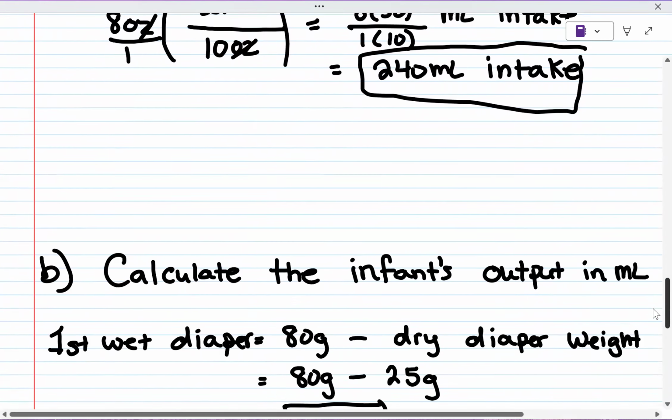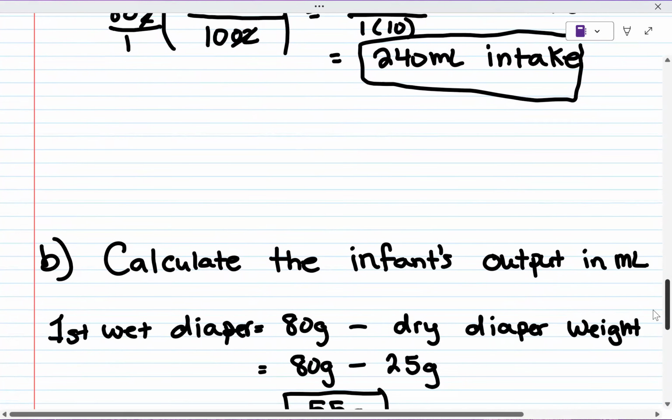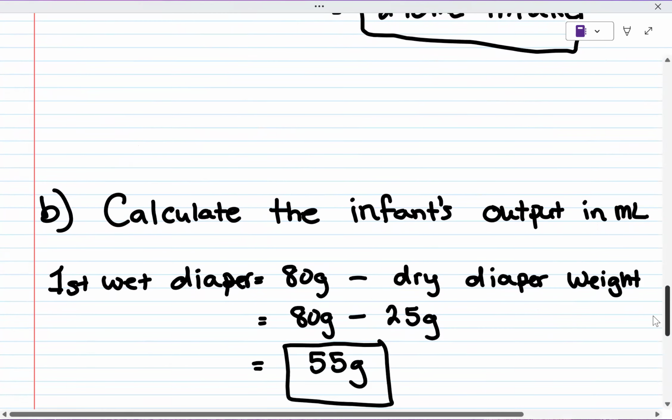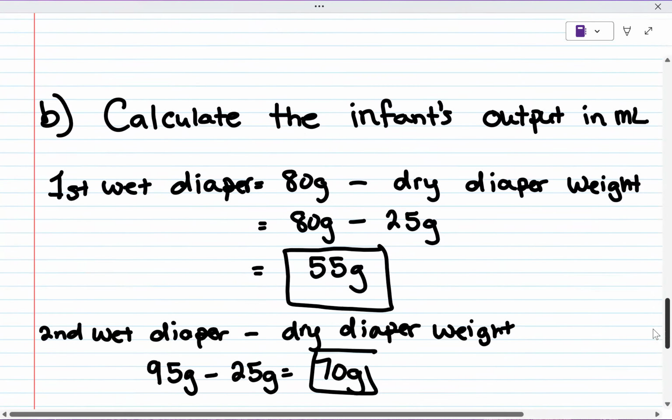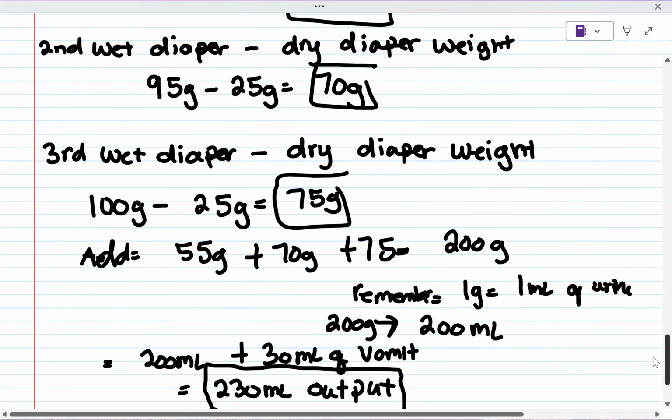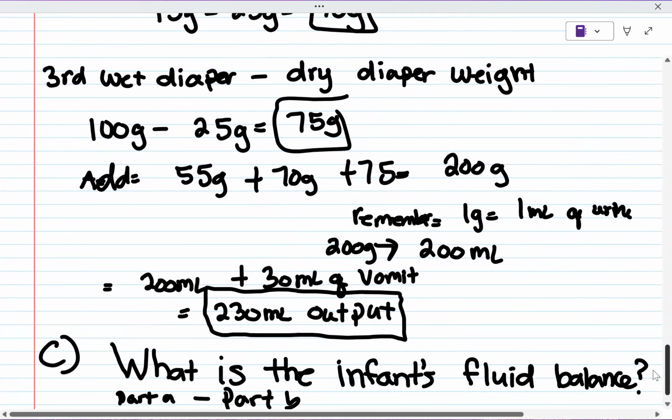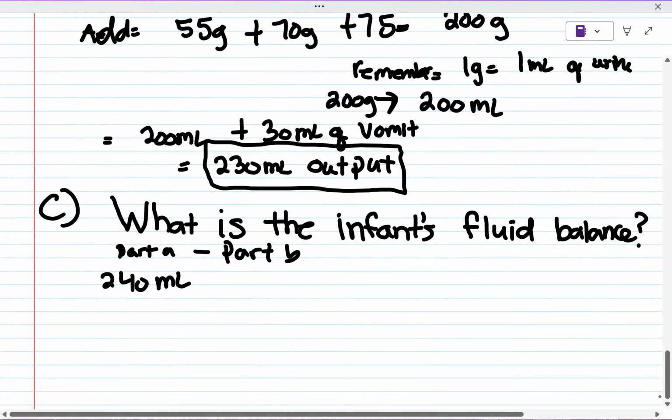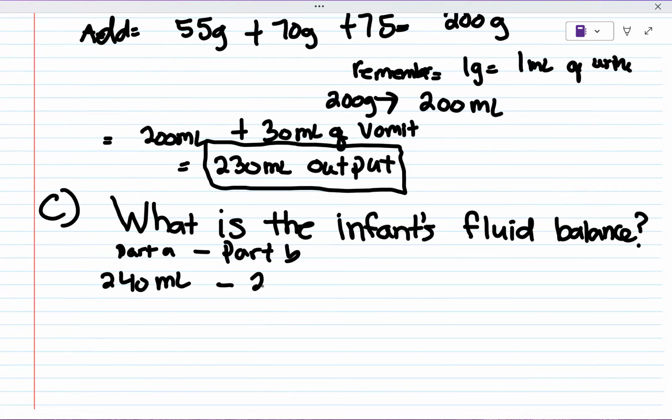And then part B says calculate the infant's output in milliliters. So that was 230. Yep. So all you have to do is subtract part B from part A. So 240 minus 230 milliliters, and you're going to get 10 milliliters as your final answer. Okay, so I am going to stop here.